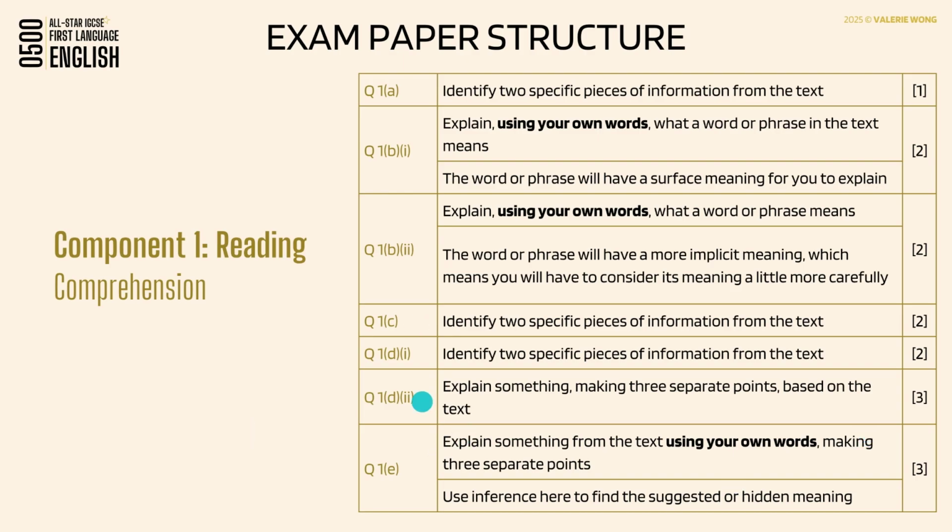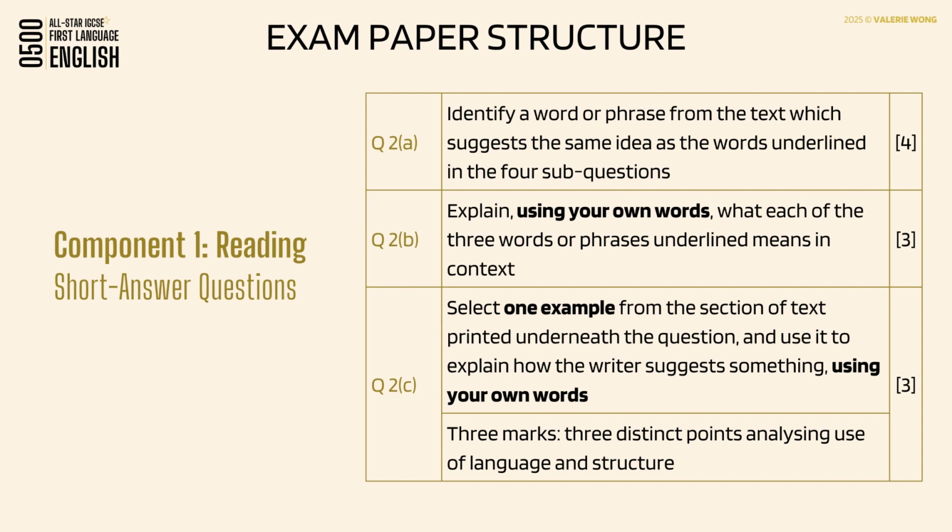Question 1E. Explain something from the text using your own words, making 3 separate points for 3 marks. Use inference here to find the suggested or hidden meaning. Now on to short answer questions. Question 2A. There will be 4 sub-questions asking about this, hence there are 4 marks. Identify a word or phrase from the text which suggests the same ideas as the words underlined in the 4 sub-questions.